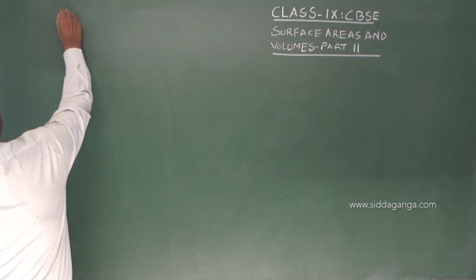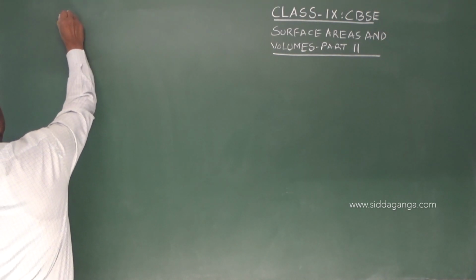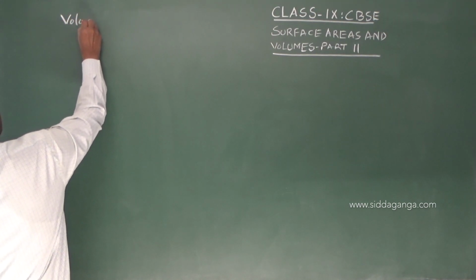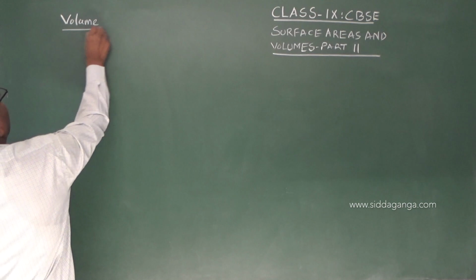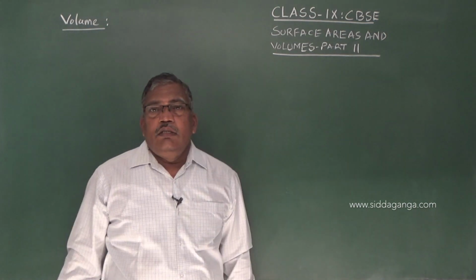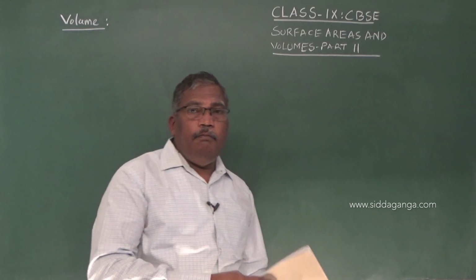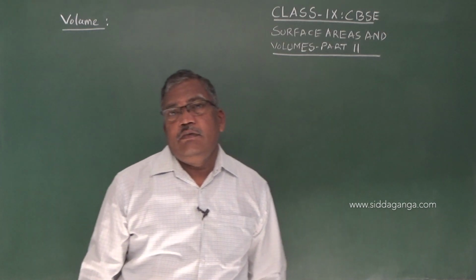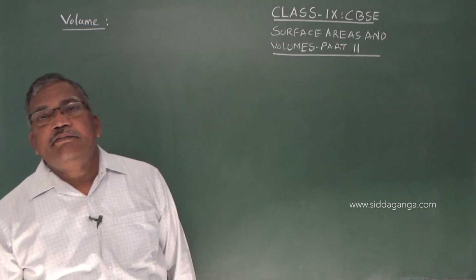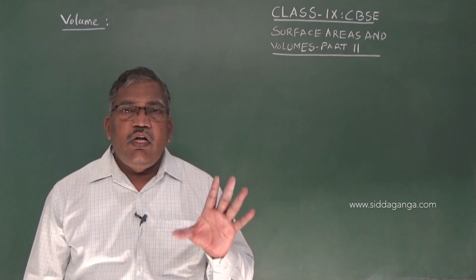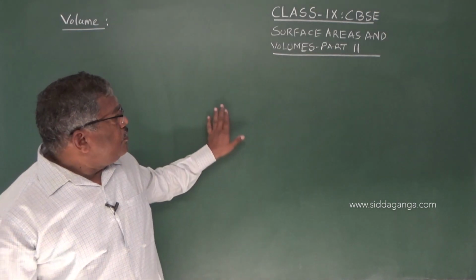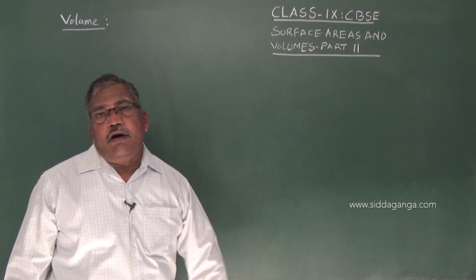So first let us understand volume. So what is volume? Suppose we have a playing figure. Suppose we have a circle on a board, on a paper. We say it is two-dimensional. It is having length and breadth. So it occupies certain area.